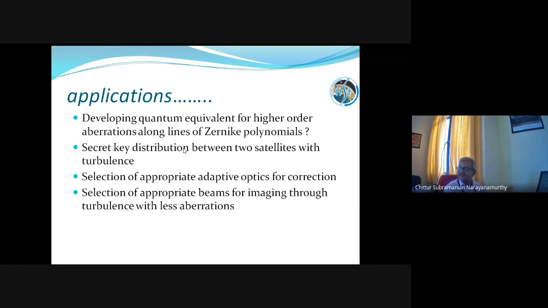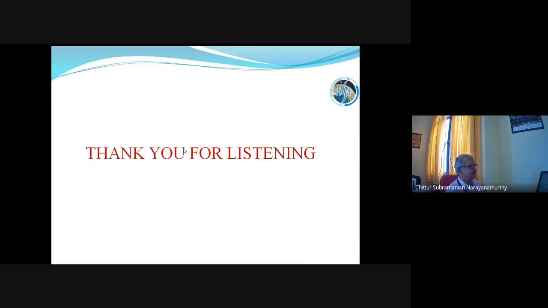But you can also try to equate, not quantum equivalent, but actually classical measurements. You can have secret key distribution between two satellites with turbulence. This is one of the aims we can pursue using twist parameters. We don't need to go to the quantum scale, and we can make a selection of appropriate adaptive optics for correction, and selection of appropriate beams for imaging through turbulence with much less aberration. One can generalize, for example, to Laguerre Gaussian beams, etc. With this, I thank you for listening.